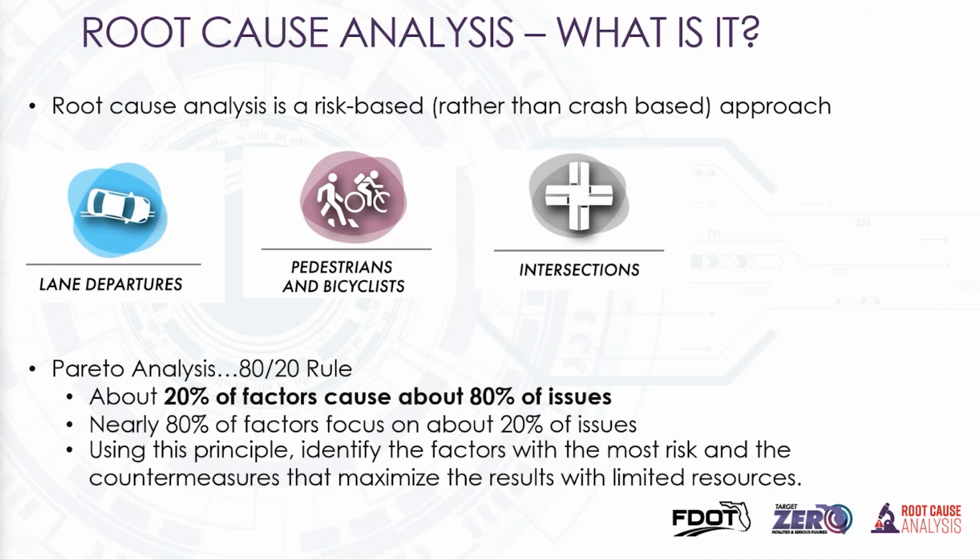And what you might have heard about is the Pareto analysis, the 80-20 rule. That's really the focus of this root cause analysis: 20% of factors cause about 80% of issues. And that's what we want to focus on, those 20% of factors, and not on the 80% of factors that cause the 20% of issues. So using this principle, we can identify those factors that have the biggest impact and the biggest risk base for countermeasures to maximize the results. You heard about cheap, high impact countermeasures. That is definitely the focus of this area.